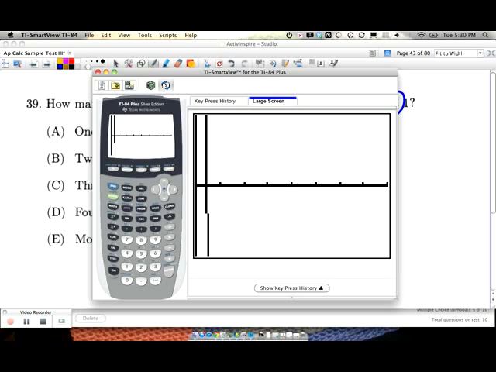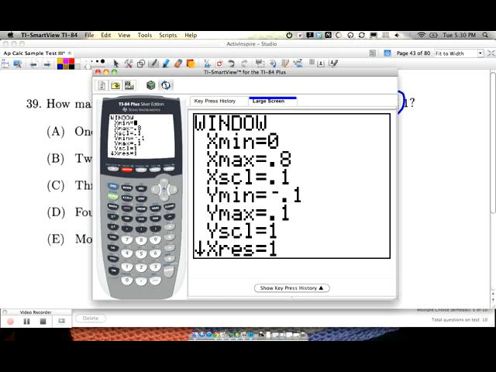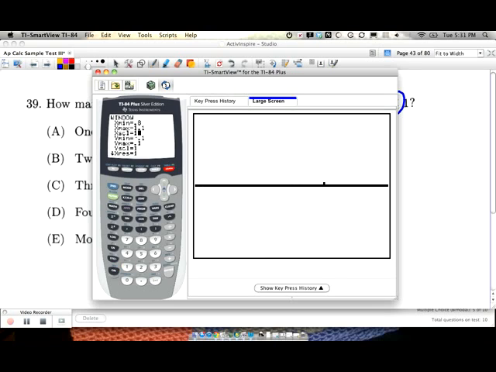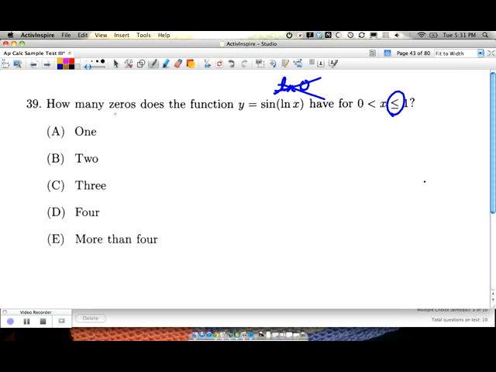Let's double check that again. So if I go to the window, I'm going from, whoops, I totally have the wrong one. So I'm going from 0.8 to 1.1. Down here my scale, I'll do 1. Does it cross? Does it cross? Does it cross? Yes, it does! It totally crosses at 1.